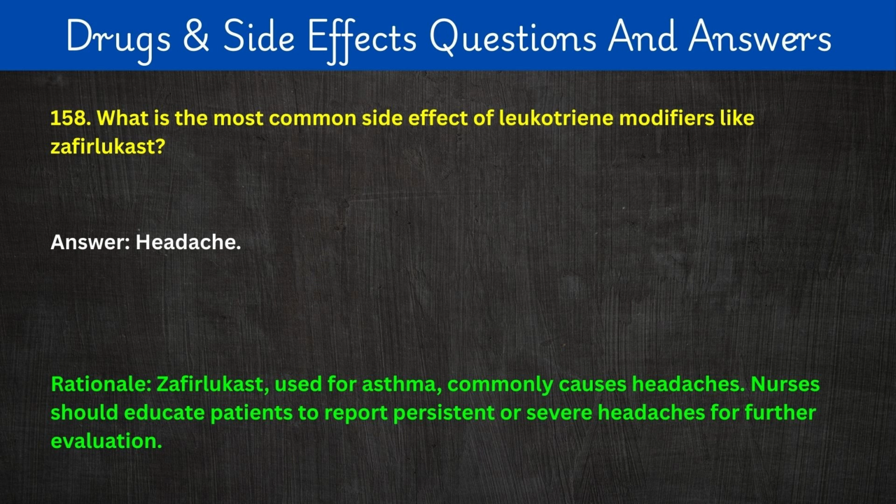158. What is the most common side effect of leukotriene modifiers like zafirlukast? Answer: headache. Rationale: zafirlukast, used for asthma, commonly causes headaches. Nurses should educate patients to report persistent or severe headaches for further evaluation.